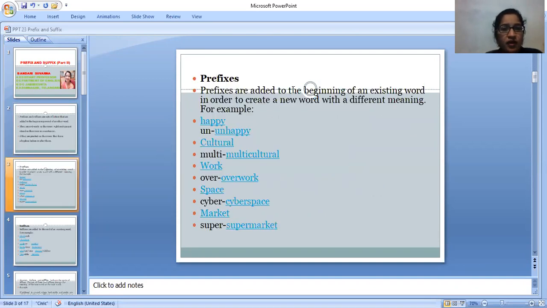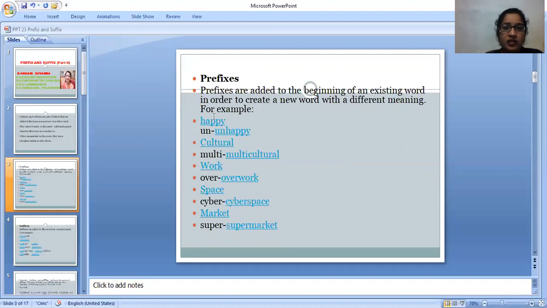Prefixes are added to the beginning of an existing word in order to create a new word with a different meaning. Why do we need to add a prefix? The addition of a prefix to a word makes a new word out of the old word, the root word, and the new word has a different meaning also.